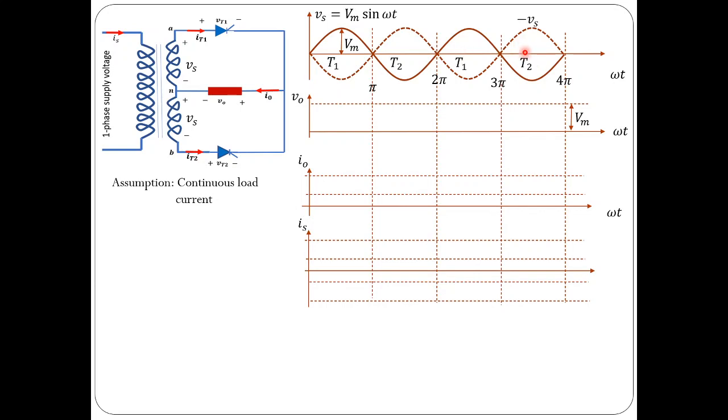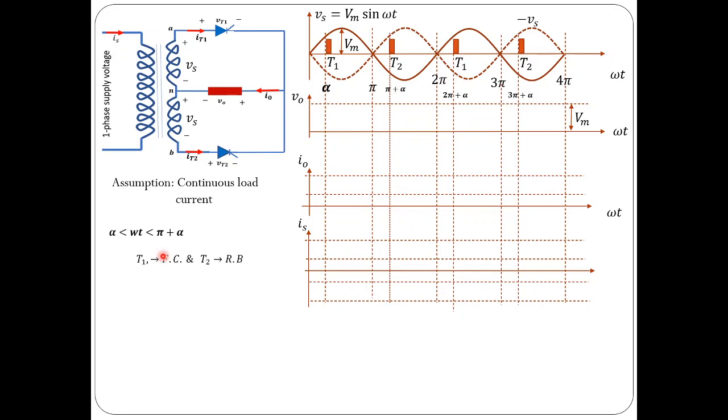So that is this way. I am applying gate pulses with firing angle delay alpha for each thyristor. So for T1 at alpha, for T2 at pi plus alpha, for T1 again at 2 pi plus alpha, for T2 once again at 3 pi plus alpha, and the same thing we repeat. For simplicity I have considered only 2 cycles of the supply voltage in order to explain the operation of this midpoint converter, full converter.